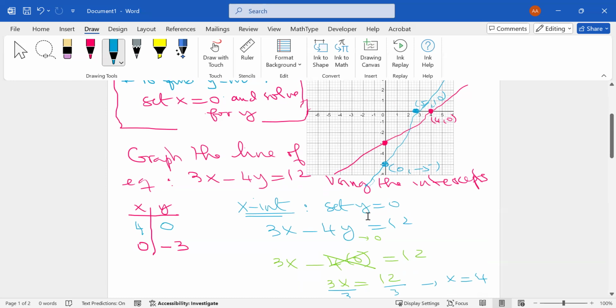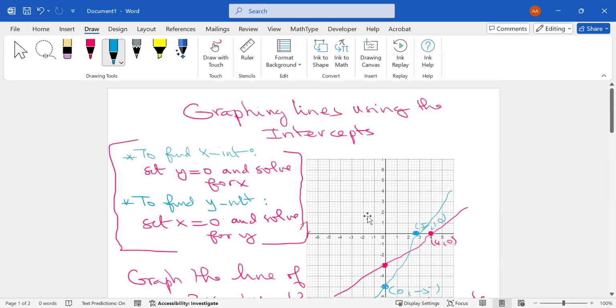All right, so this was a short video on how to graph a linear equation using the x-intercept and the y-intercept. We're going to come back in the next video to show how to graph a vertical line and how to graph a horizontal line.